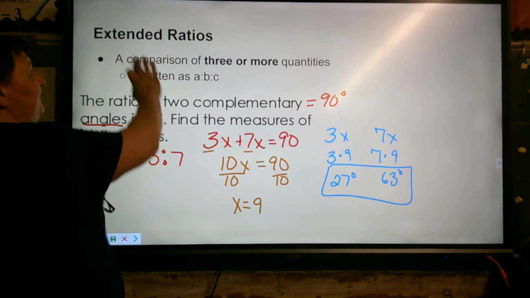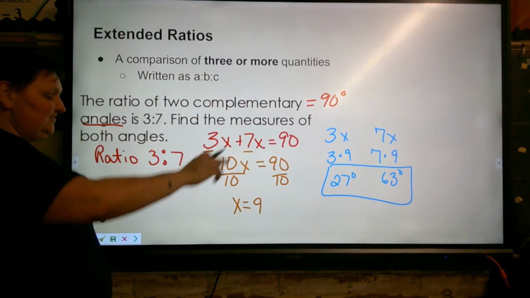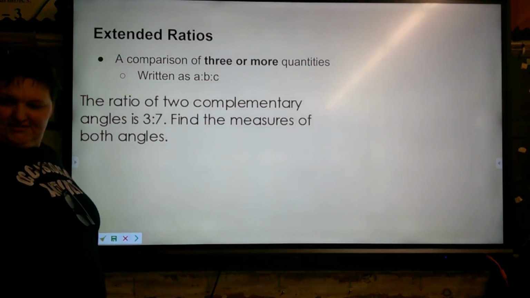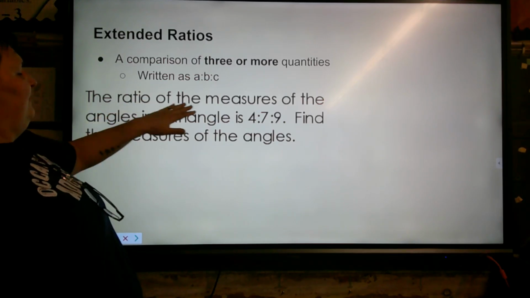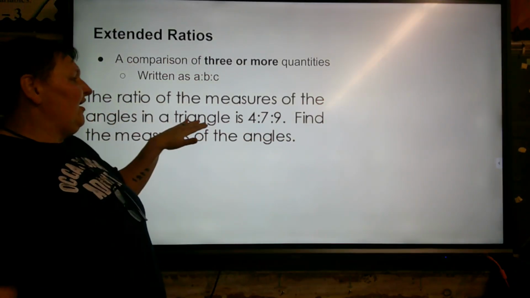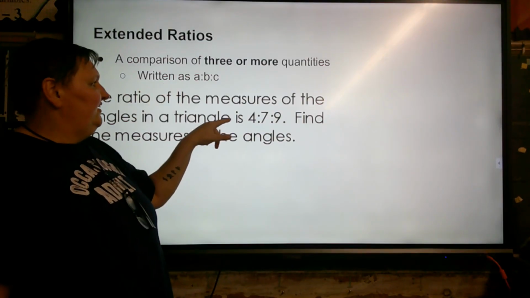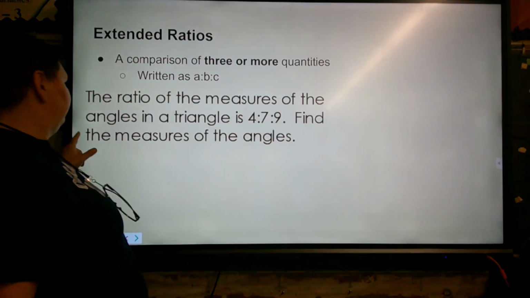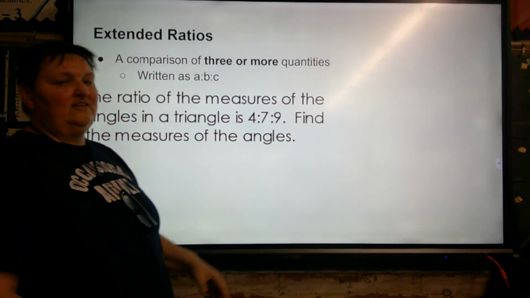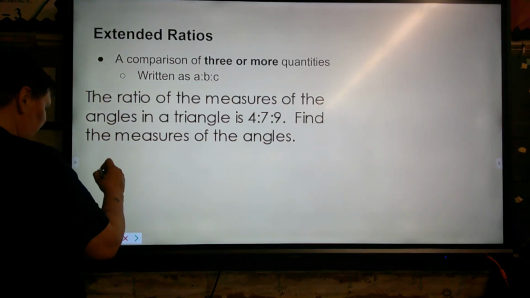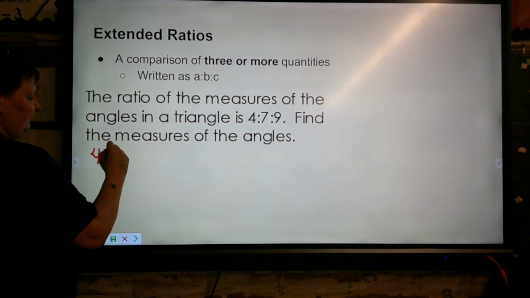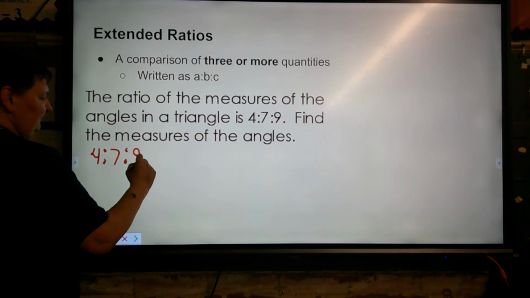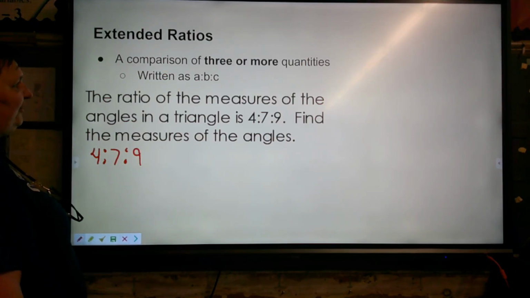One more that actually extends. All right, let's do this. It says the ratio of the measures of the angles in a triangle, 3 sides, is 4, 7, 9. Find the measures of the angles. So what do we need to know? Our ratio, 4, 7, 9. Good. What else do we need to know?